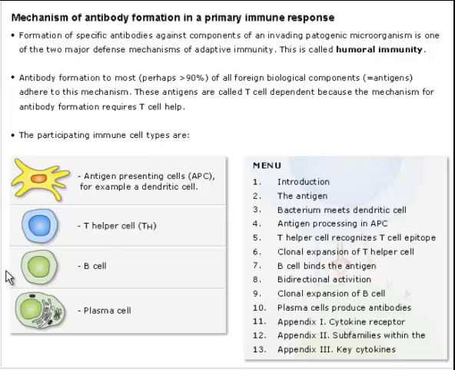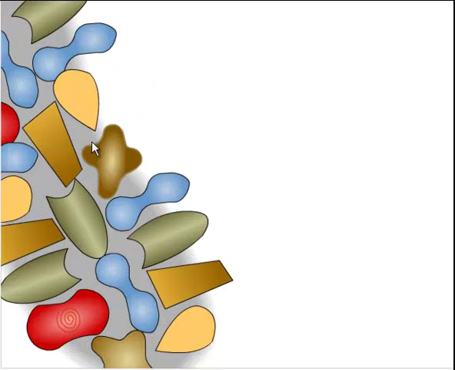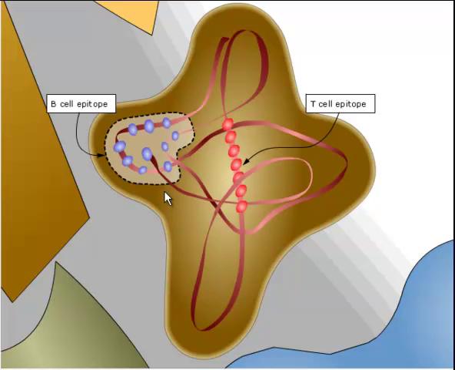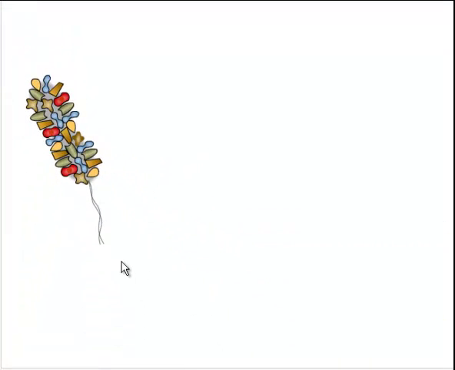So this is going to require a T helper cell, or a TH, the B cell, and then the B cell as it transforms and commits to becoming a plasma cell. So if we have a microorganism, like a bacterium, this can immunologically be considered as an assortment of different antigens. All these different proteins on the surface of the bacteria can actually cause an immune response. So you might have some epitopes that could be found by either T cells or B cells in all of these different fragments. And that's part of the miracle of our T and B cells.